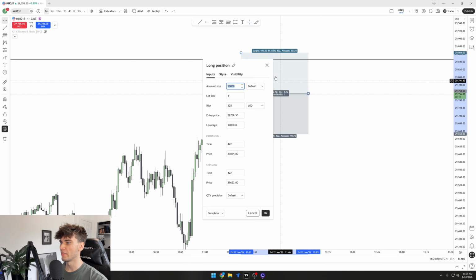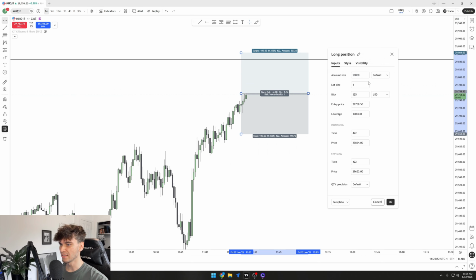If you double click on the position tool, it'll open up the settings. Now you don't have to worry about the account size, and the lot size you can leave at 1 and it automatically sets it to whatever asset you're trading. So if you remember, we were saying before, micro NQ or MNQ is going to move $2 per point. So that's what this lot size is. When you set it to 1, it just sets it to whatever that asset's price movement is. You don't have to worry about it. Just keep it at 1 and it's good.